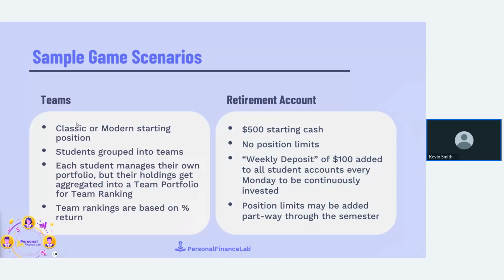And then we have a few more rules that you can play around with for your class. One of them we call the retirement account. And this one is really cut down. Your students are only starting with $500 in cash. You're not using position limit, because with that little amount of money, they might not need a position limit right away. They might only be able to buy 1 or 2 stocks.